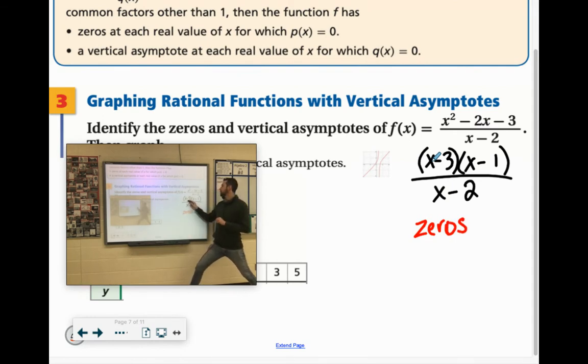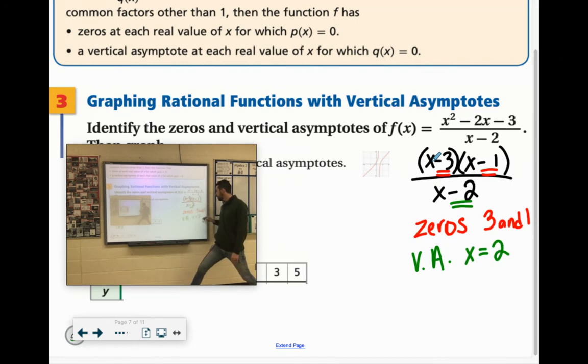So the zeros we have are positive 3 and positive 1. So there are going to be intercepts at positive 3 and positive 1. Now the vertical asymptote, the VA, we get from right down here. It says x minus 2, so that would be shifted to the right 2. So there's going to be an x equals 2. There's going to be a vertical asymptote.